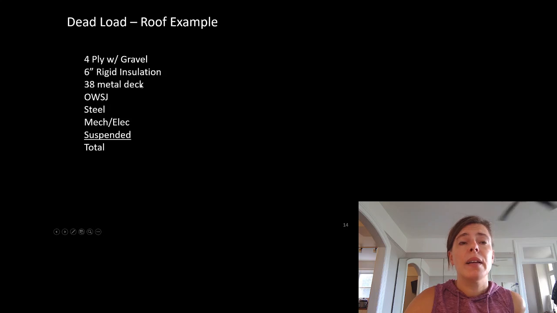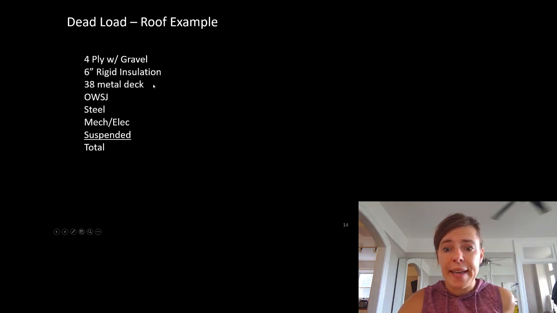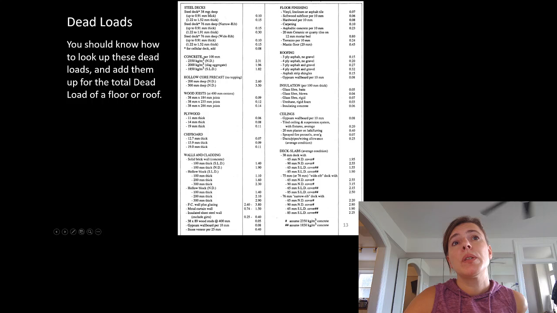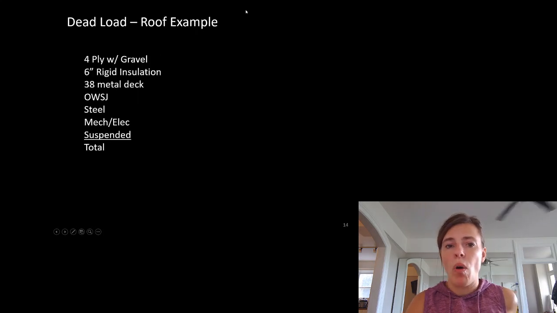38 metal deck. Well, they haven't said anything about any weird types of metal deck. And I told you that if we're talking about a 38 millimeter steel deck, we're talking about this one that is 0.91 millimeters thick, or 0.1 kPa.